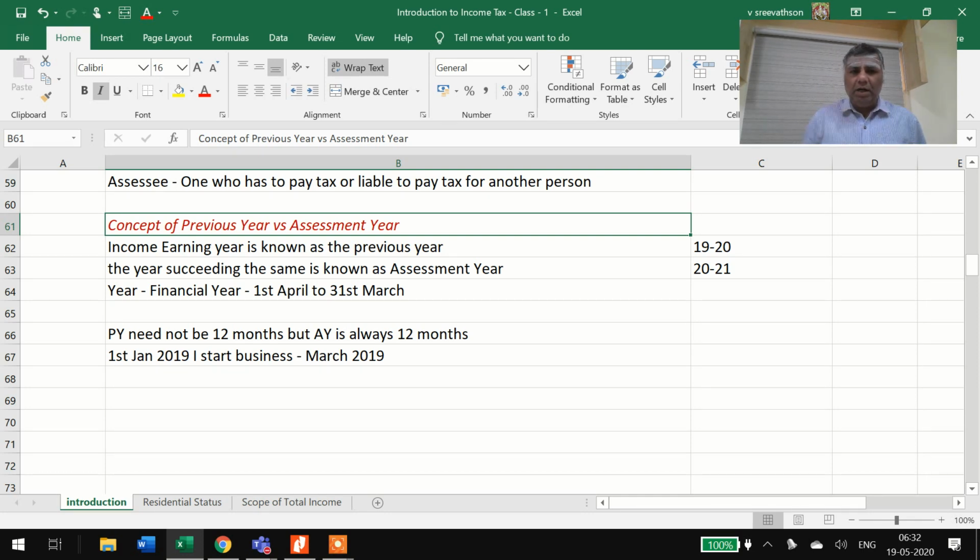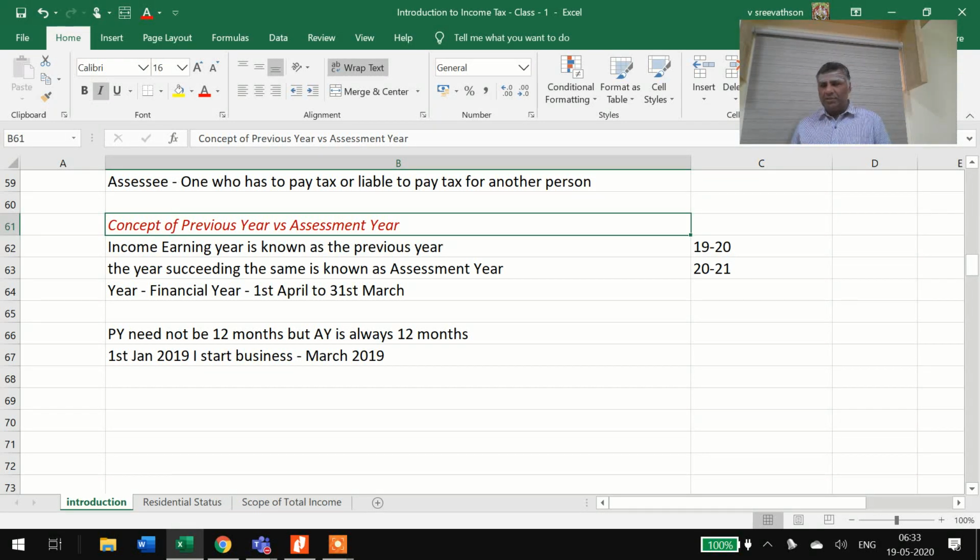The income earning year is known as the previous year, and I told you the previous year need not be 12 months because I may start earning income from the middle of the year. I will not go through the full year from start to complete. 31st March is the cut-off date. Whereas the assessment year will always be a period of 12 months, because the year that succeeds is known as the assessment year.